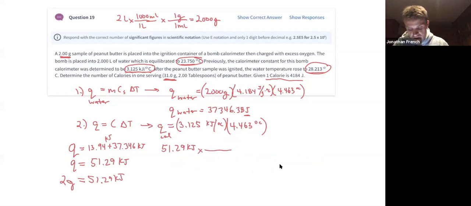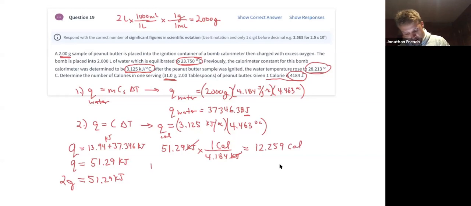I know that in 1 capital C calorie, there's 4.184 kilojoules. So all I did was convert that in my head from joules to kilojoules. That'll give me food calories, so divide that by 4.184. I get 12.259 calories, and that was per 2 grams of peanut butter.